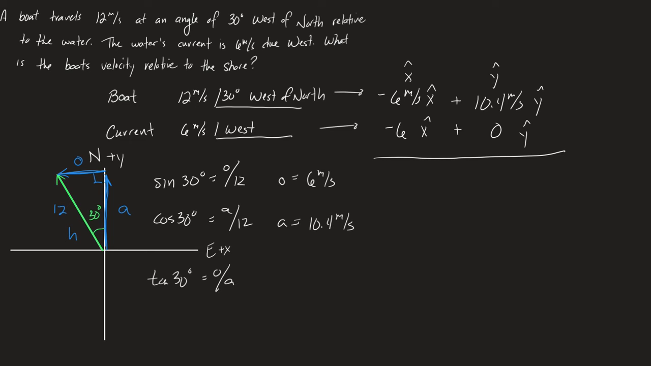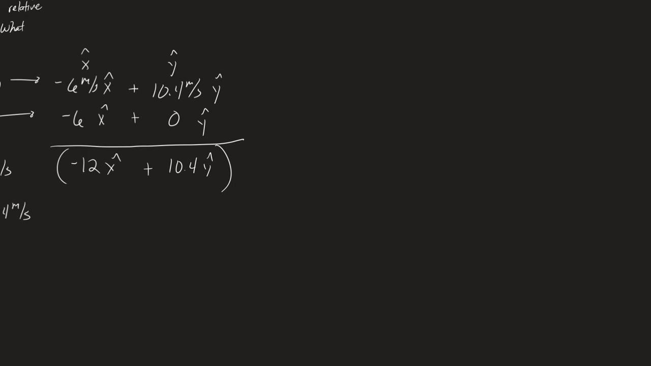So I'm going to now add like components together. 10.4 plus 0 is 10.4 y hat. Negative 6 minus 6, negative 12 x hat. This is the velocity of the boat relative to the shore. I have added like components together. However, to get my answer, I need to convert this to polar.